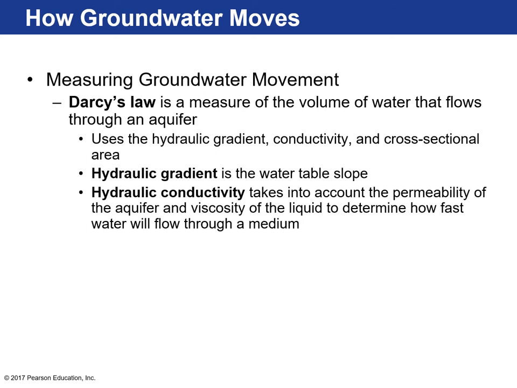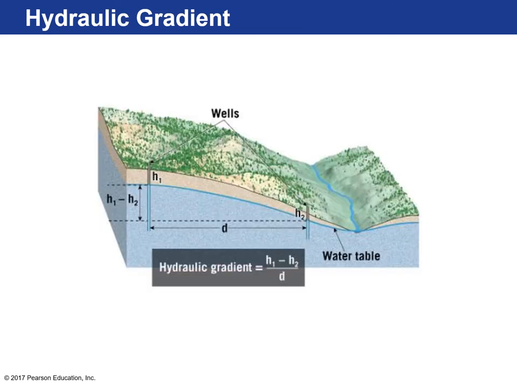And the cross-sectional area. So the hydraulic gradient is the water table slope, and the hydraulic conductivity takes into account permeability, okay, and the viscosity of the liquid, which water's pretty much the same, but how it flows through different mediums can change depending on whatever rock unit it's flowing through.